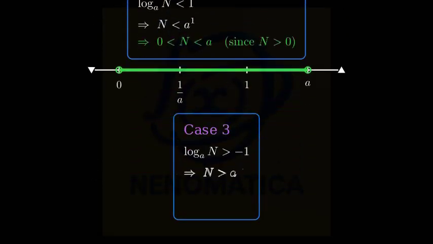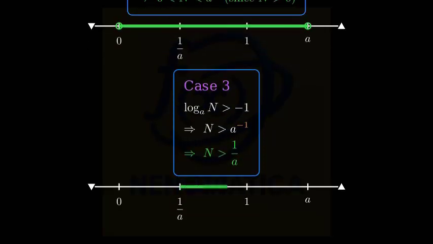Case 3. Start with log base a of n is greater than negative 1. Convert to exponential form. n is greater than a to the power of negative 1. A negative exponent gives 1 over a. Therefore, n is greater than 1 over a.